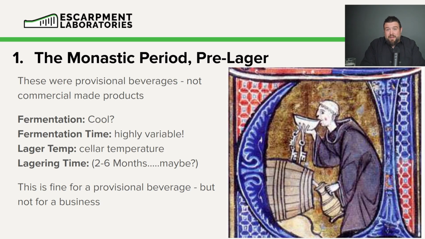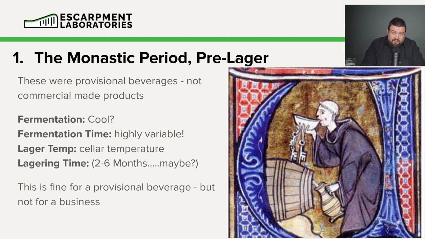If you're looking at trying to replicate this, the fermentation occurred cool, just whatever temperature was outside. Fermentation time was highly variable because they didn't know how much yeast they added. They didn't know what yeast was. They just kind of hoped it started to ferment. Lagering temperature was the cellar temperature, and lagering time was 2 to 6 months, maybe. These are provisional beverages. This is just meant as a way for you to get calories and stay hydrated, because in many cases you couldn't drink the water.